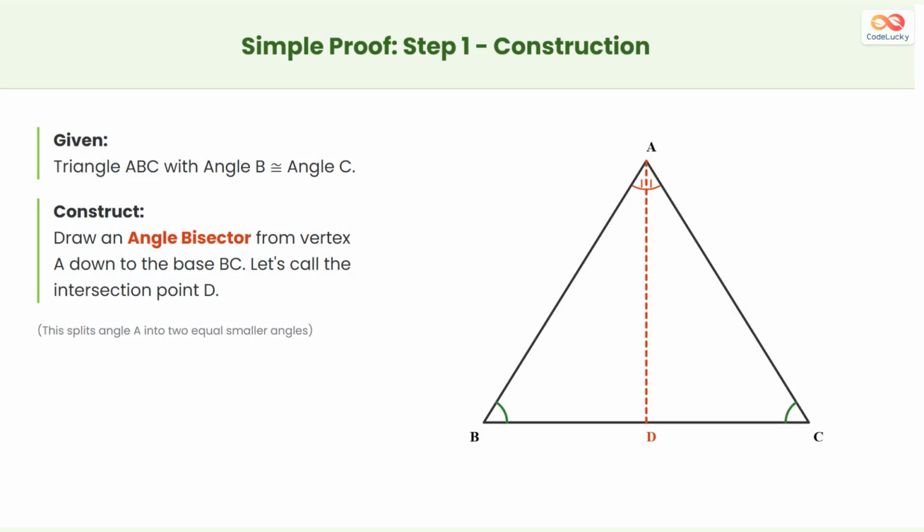To prove this mathematically, we can use a simple construction. Starting with our triangle ABC, where angle B equals angle C, we draw a line from vertex A down to the base. We make this line an angle bisector, meaning it splits angle A into two equal parts.